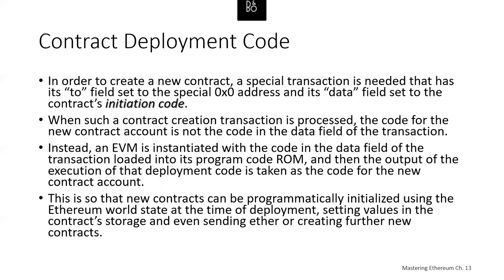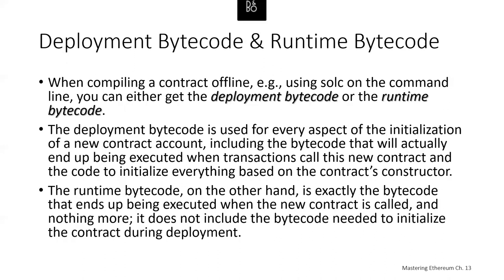So when compiling a contract offline, for example using solc on the command line, you can get either the deployment bytecode or the runtime bytecode. The deployment bytecode is used for every aspect of the initialization of a new contract account, including the bytecode that actually ends up being executed when transactions call this new contract, i.e. the runtime bytecode, and the code to initialize everything based on the contract's constructor. The runtime bytecode, on the other hand, is exactly the bytecode that ends up being executed when the new contract is called, and nothing more. It doesn't include the bytecode needed to initialize the contract during deployment.